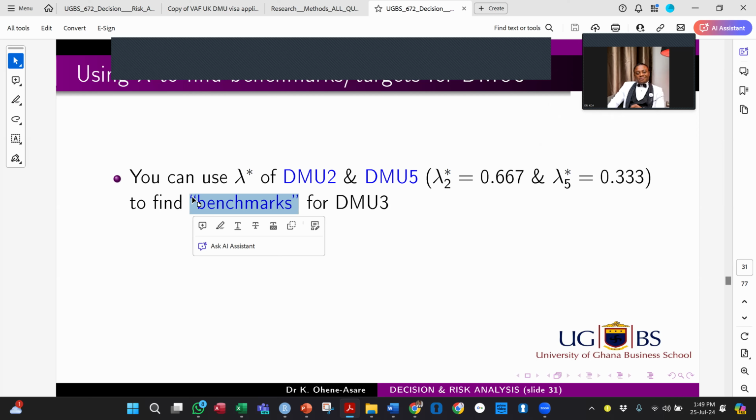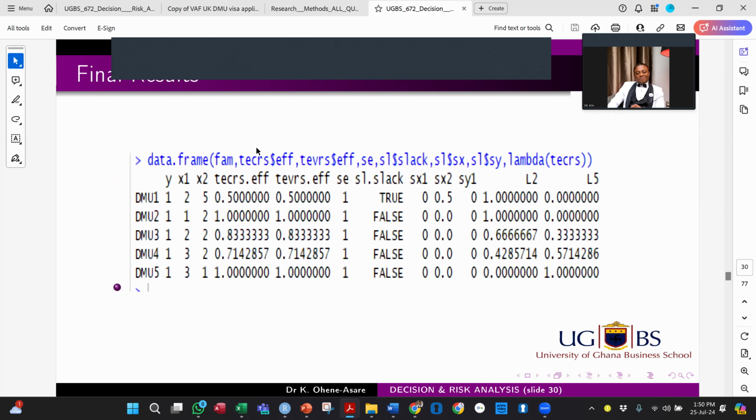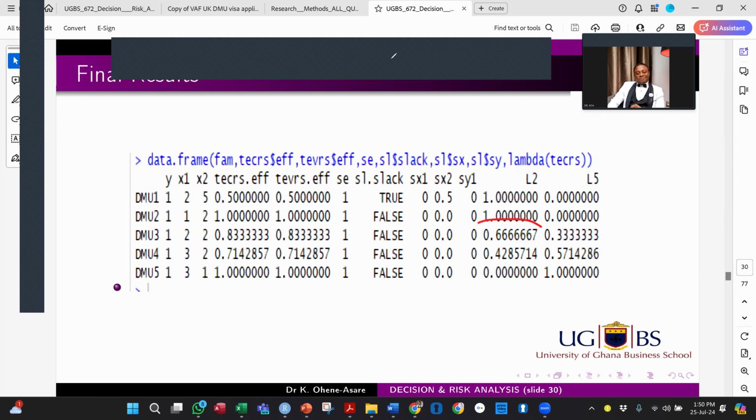Let's try for DMU3. How do you find the target? The word target simply means take the lambda, multiply it by the variable. So let's look at DMU3. For DMU3, the lambdas were 0.6667 and 0.3333. Do you remember? Let me just go back and see. The lambdas are 0.6667 and 0.3333. 0.67 was coming from DMU2, and 0.333 was coming from DMU5.